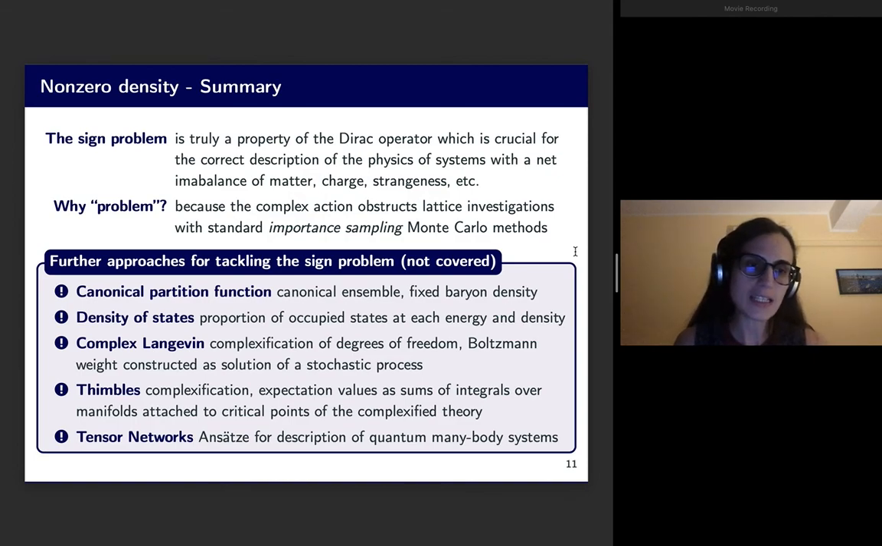Last but not least, I want to mention tensor networks, which is where you base your description of the system on ansatzes that are good ones for the description of quantum many-body systems. This is also an approach that is intrinsically sign problem-free and that has been employed, but particularly in low-dimensional theories.